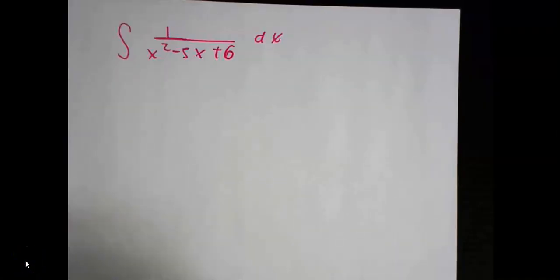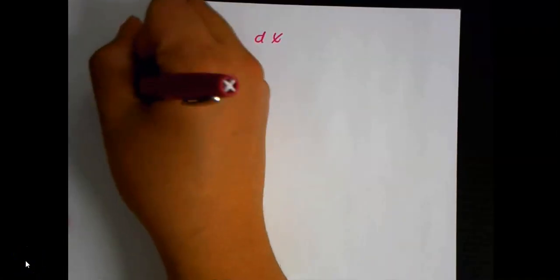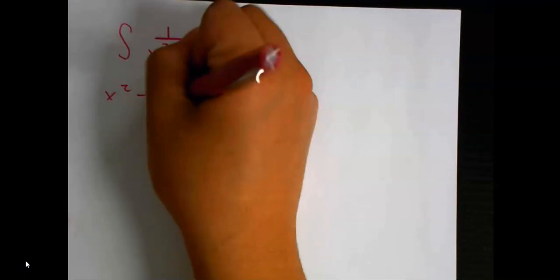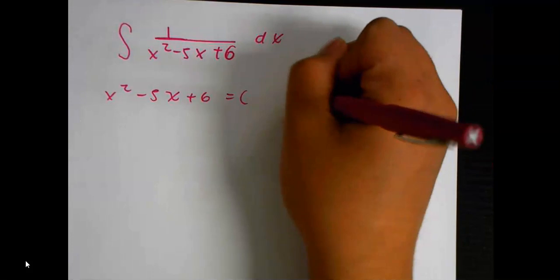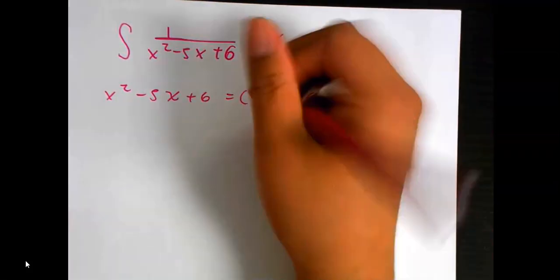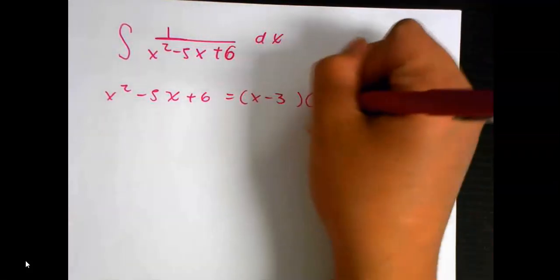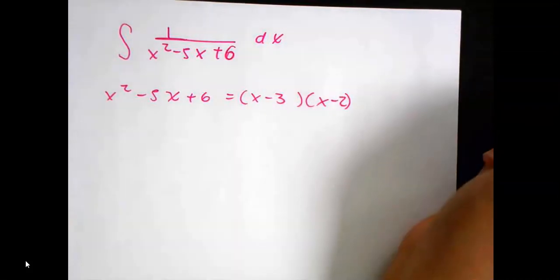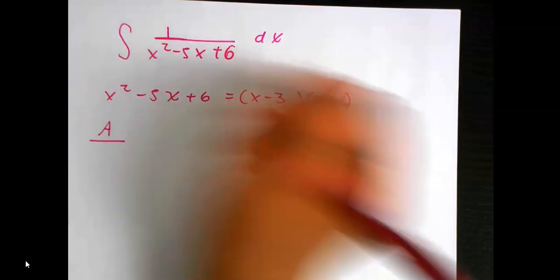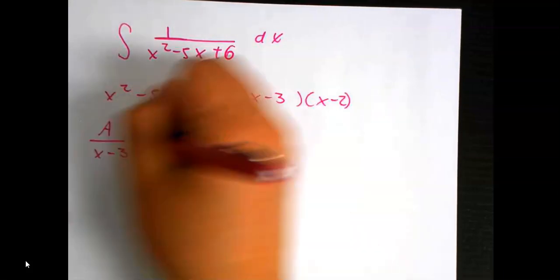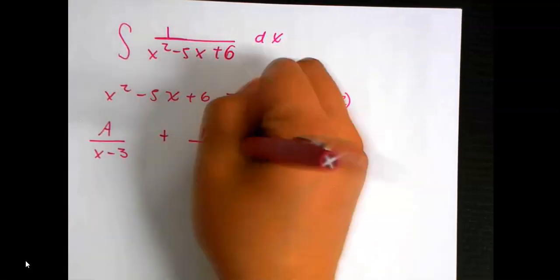So first thing we're going to do, we're going to factor the denominator. What two numbers multiply to 6 and when I add them, I get negative 5? Well, it's going to be x minus 3 and x minus 2. These two are linear, so we're going to have A over x minus 3 plus B over x minus 2.